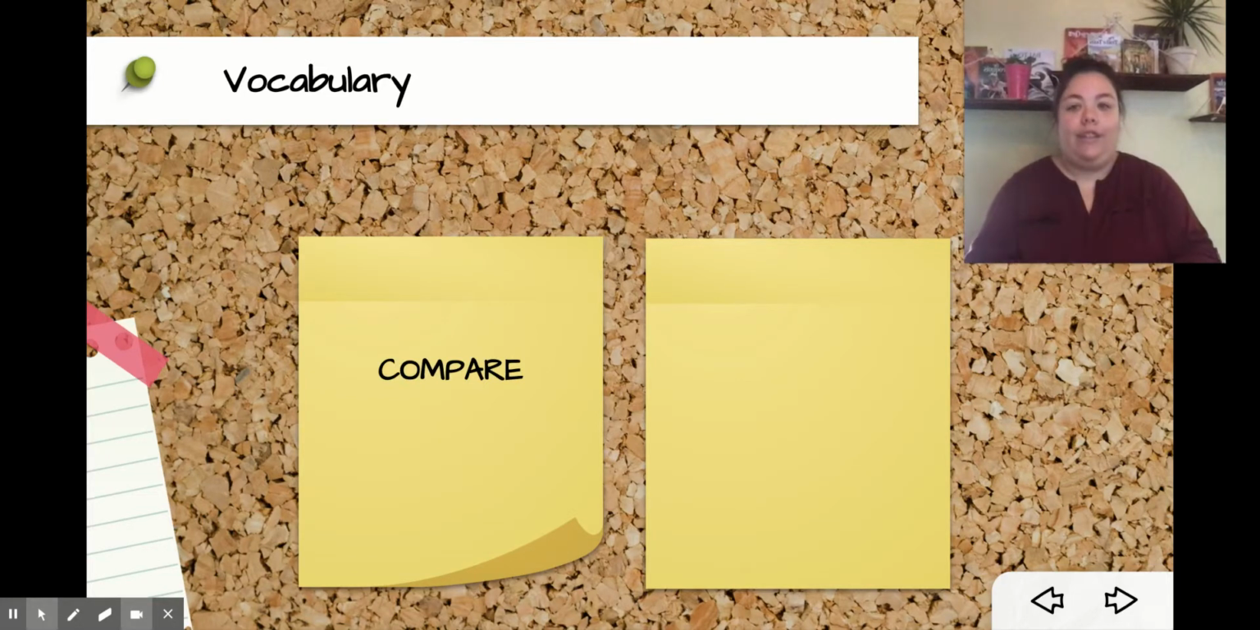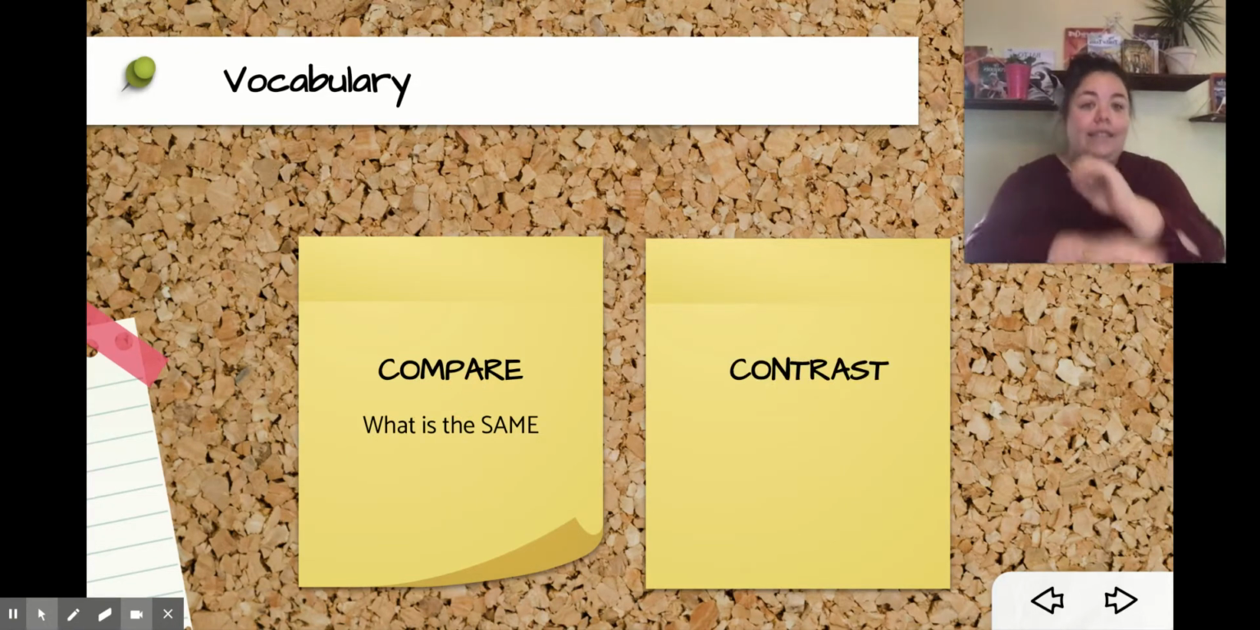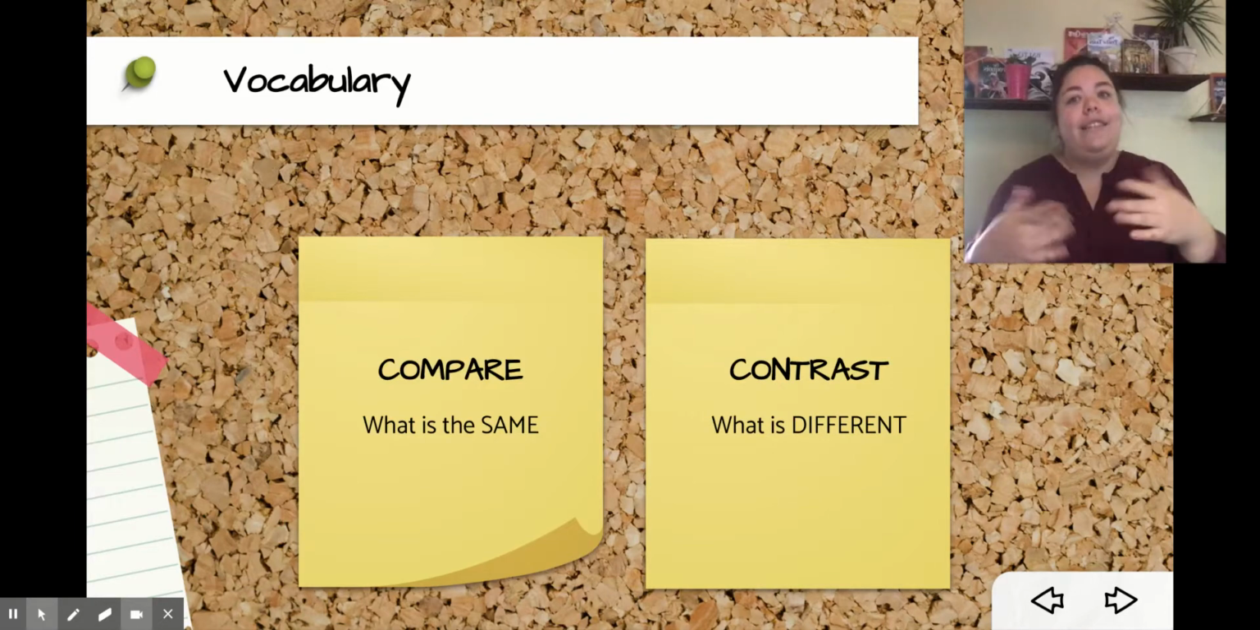If you compare something, it means they are the same. On the other hand, contrast means that something is different. When you contrast something, it is different. So comparing, the same. Contrasting, different.